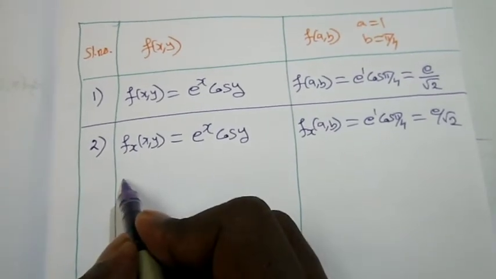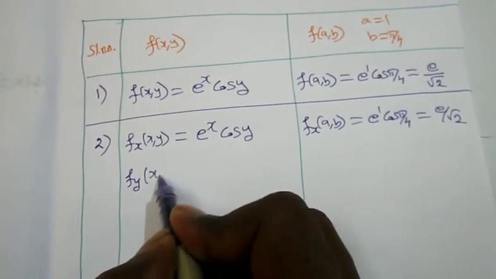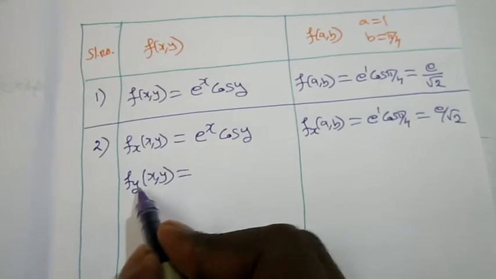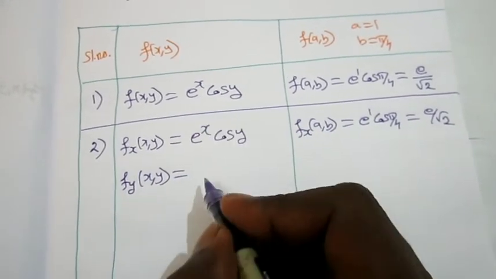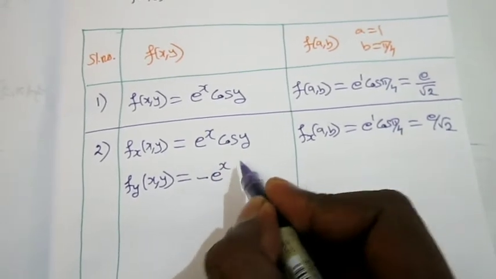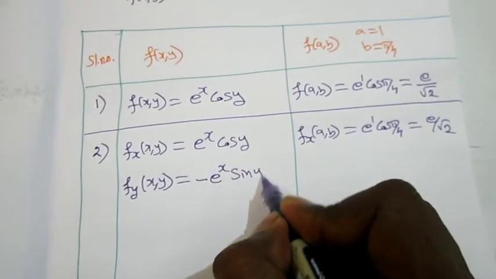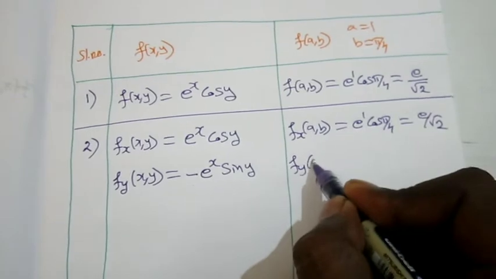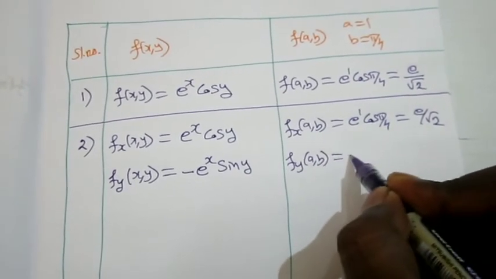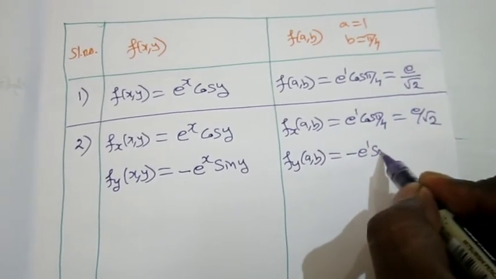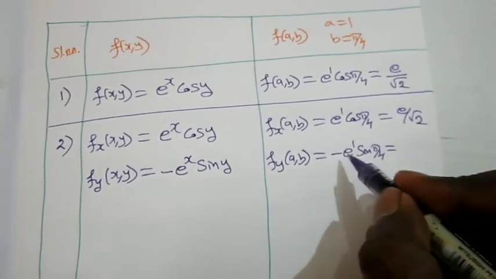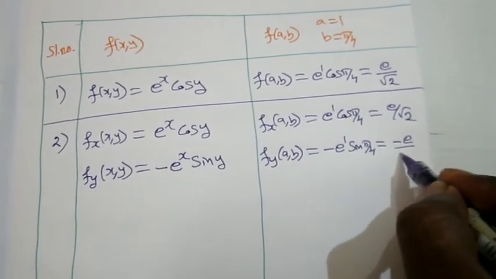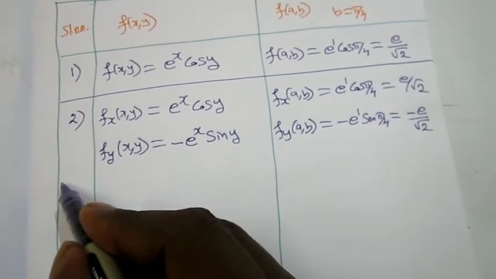Okay, next I am going to differentiate with respect to y. Fy of x comma y means differentiate partially with respect to y. Cos y differentiated is minus sin y. So minus e power of x into sin y. So that fy of a comma b is equal to minus e power 1 into sin pi by 4. Sin pi by 4 is also 1 by root 2. So this is minus e by root 2. So the second term is also over.